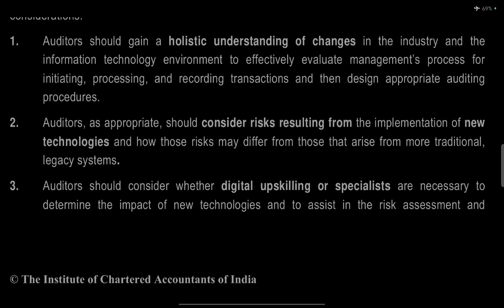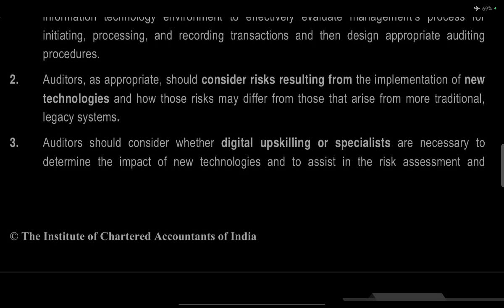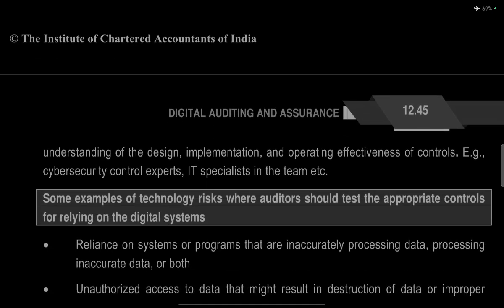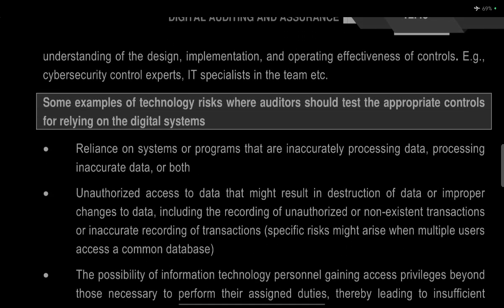Auditors should consider whether digital upskilling and digital specialization are necessary for determining the impact of new technology and assessing the risk, including the risk assessment and understanding of the design, implementation, and operating effectiveness of controls. Examples: cybersecurity control experts and an IT specialist team.